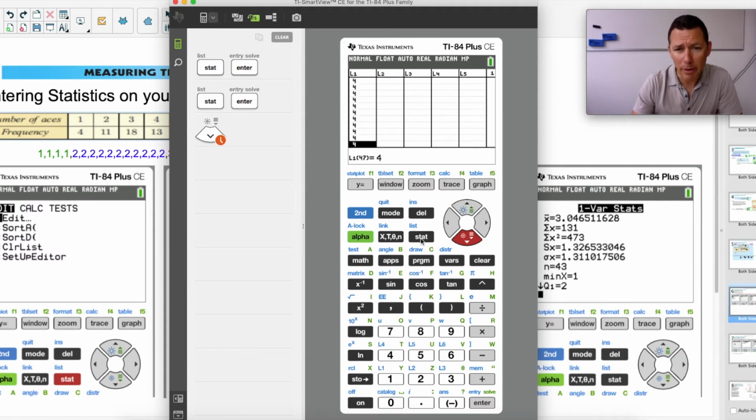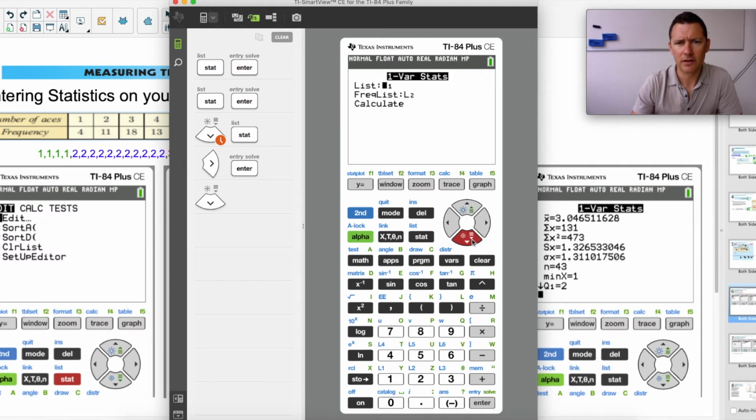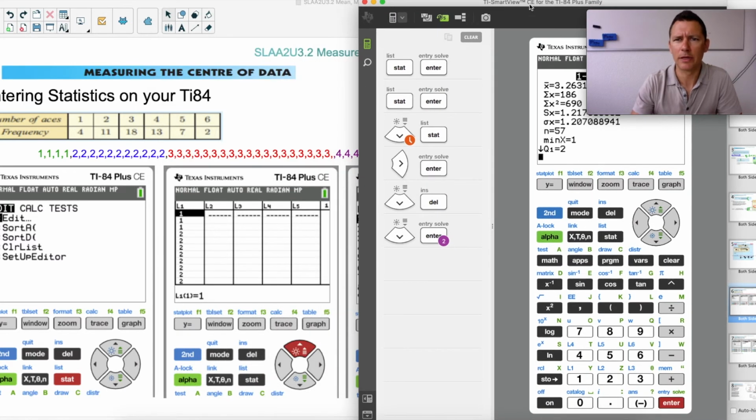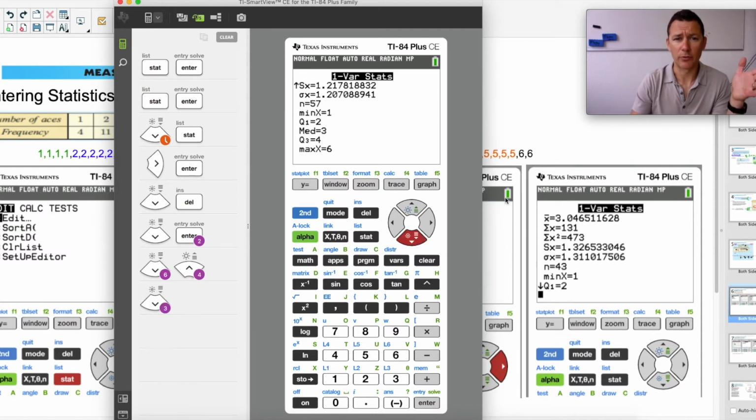Boring. But then you go back to stats, you say calc, 1 variable statistics. Usually you'll see this, just list 1, go down to calculate, and it says 3.2, as this x-bar is the mean. n is the number of numbers that you see, so 57. What else do you see in there? The median is 3. And did they give us the mode? I don't think they give us the mode. Okay, so that's one way to do it.